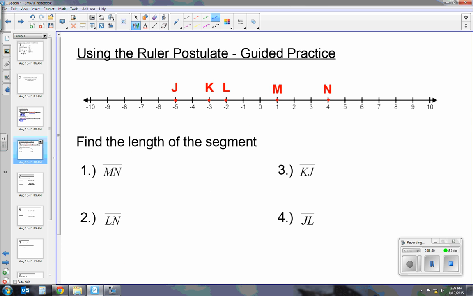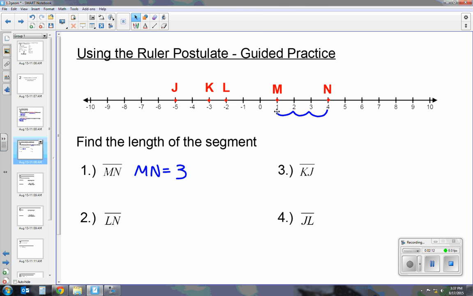Next up, there is a number line with several points on here, and I've given you a couple of different line segments to find the measure of. Okay, so let's start with number 1, line segment MN. So I'm going to start at M and count to N. So go 1, 2, 3. So the measurement of line segment MN is 3 units.